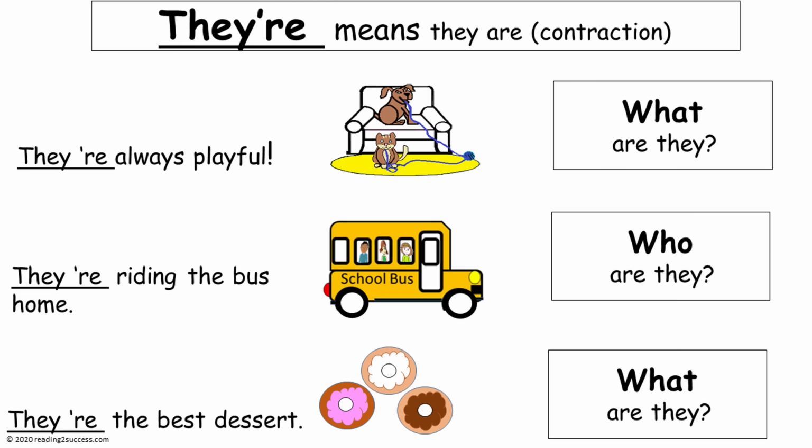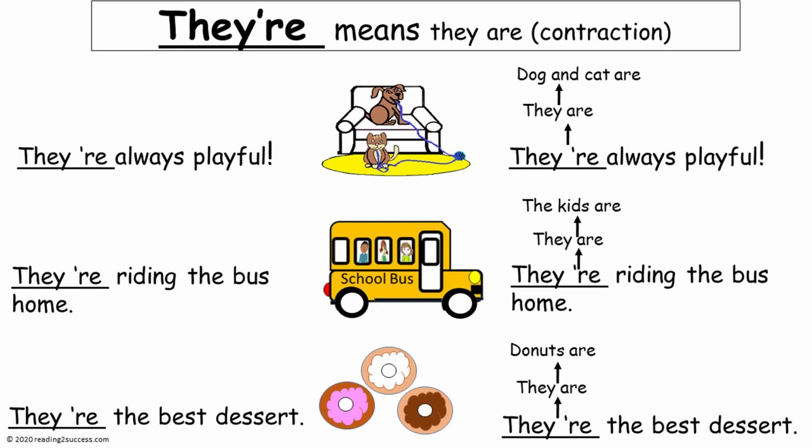The next sentence, they're riding the bus home. They're will answer, who are they? And in the third sentence, they're the best dessert. They're will answer, what are they?